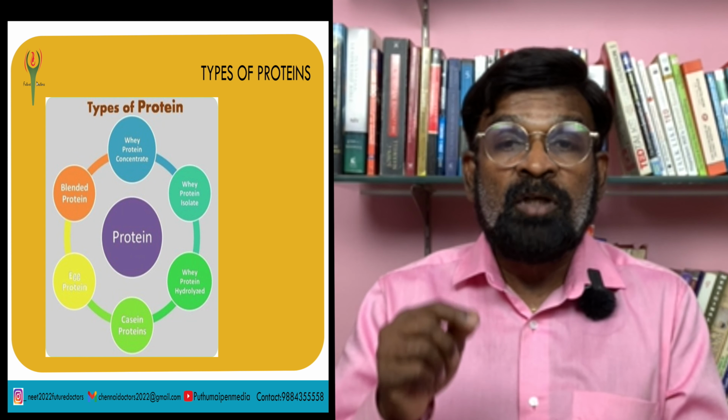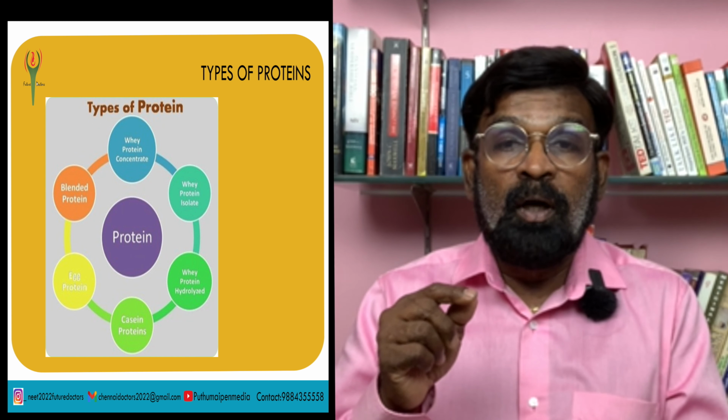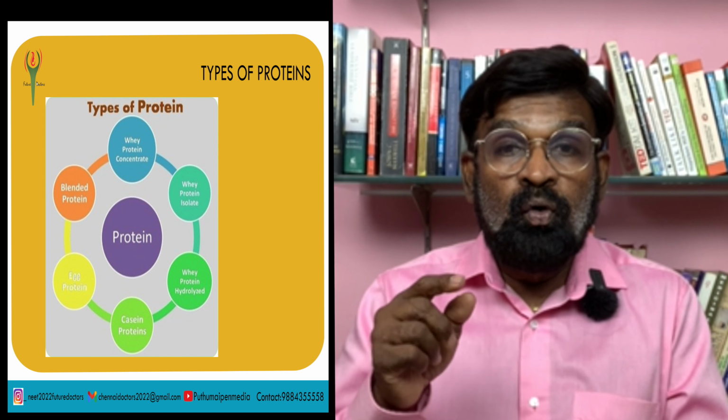Next is globular protein. They are rounded in shape.